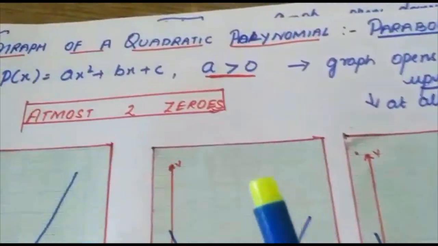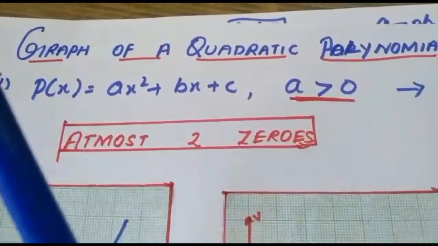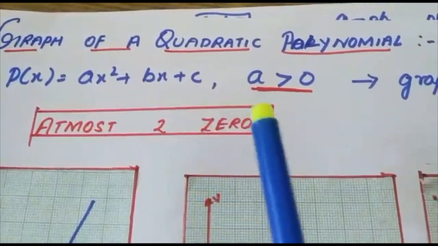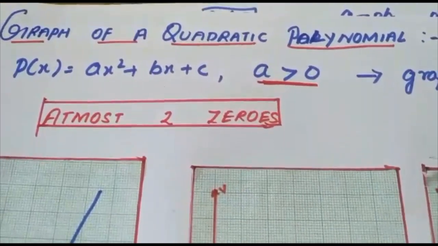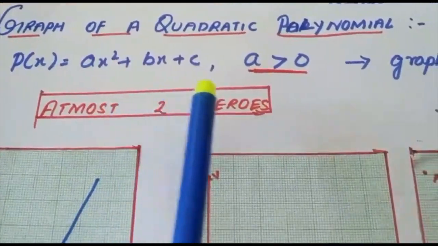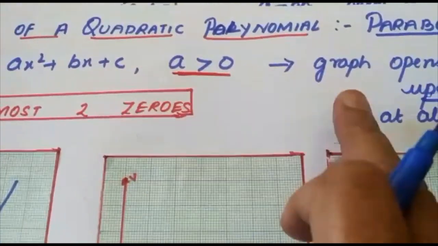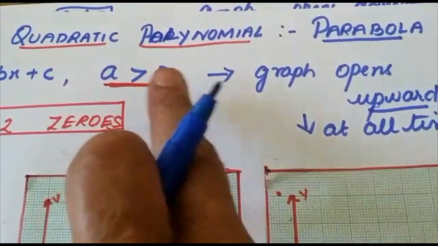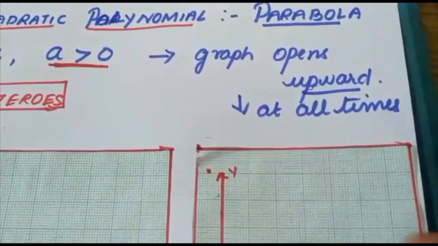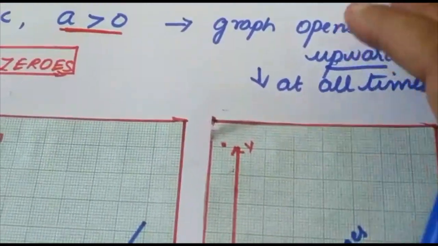So a quadratic polynomial will have at most 2 zeros. This is very important. The quadratic polynomial will have at most 2 zeros. This is the first point you have to remember. And the second point is when a is positive, the graph will always open upwards at all times.